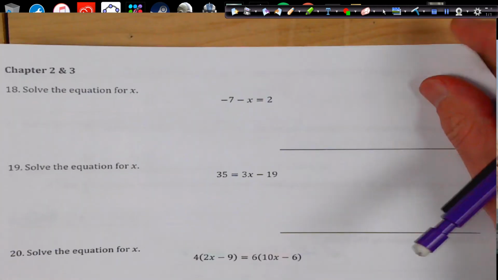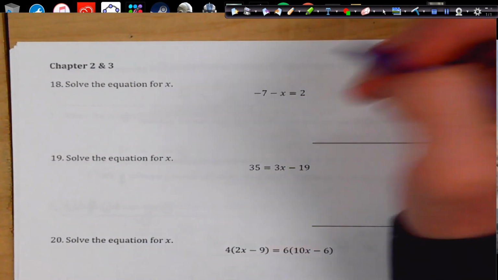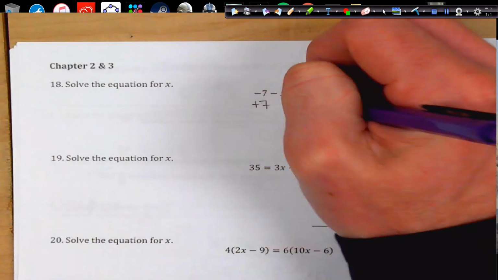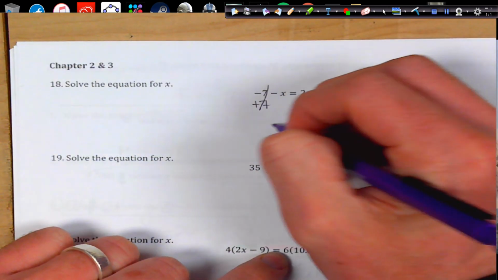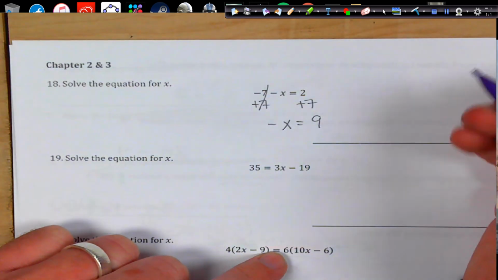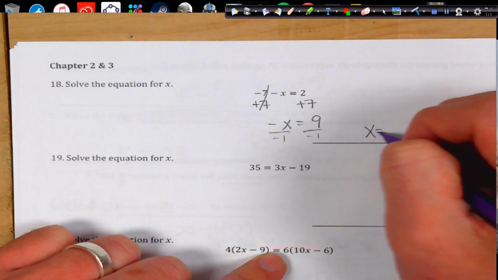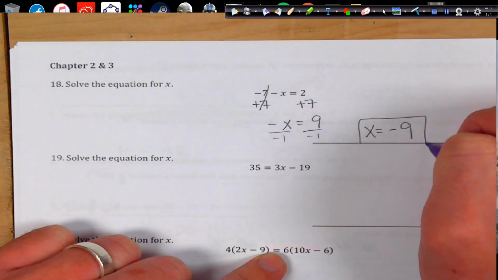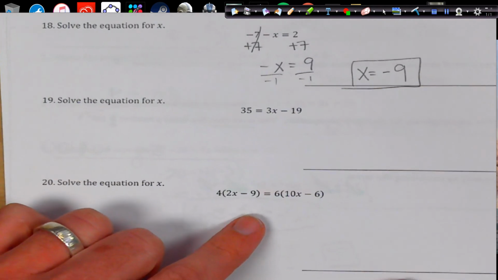All right, moving up. Now we get into equations, and we're solving for x. So we want to get x alone. So we're going to use inverse operations. So whatever I do to one side, I do to the other. And then we can't leave it as negative x, so we're going to go ahead and divide by negative 1 on both sides. So x is going to become positive, the 9 is going to become negative. And we're going to do the same thing here.